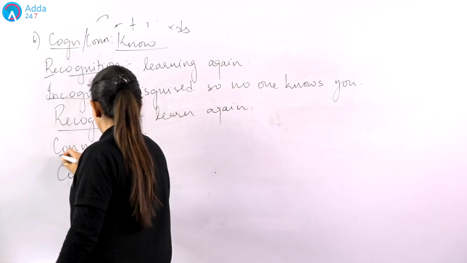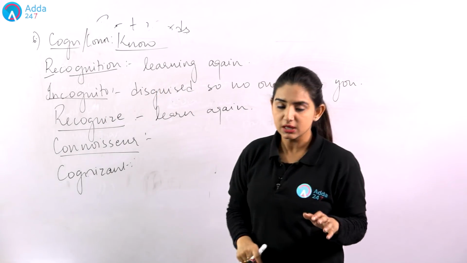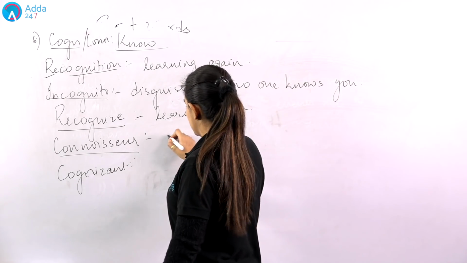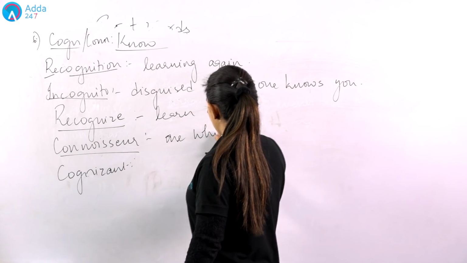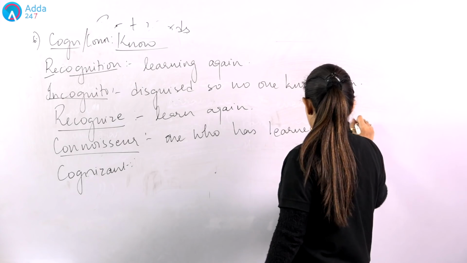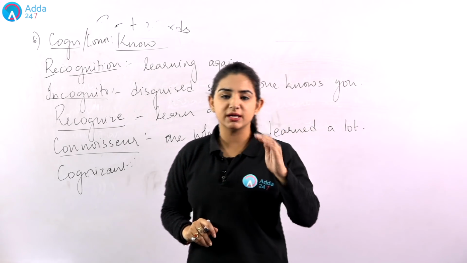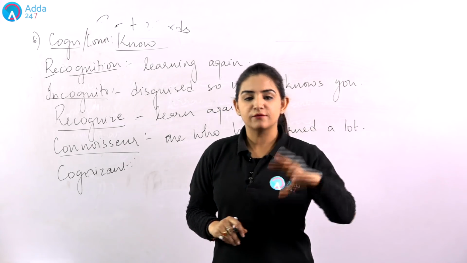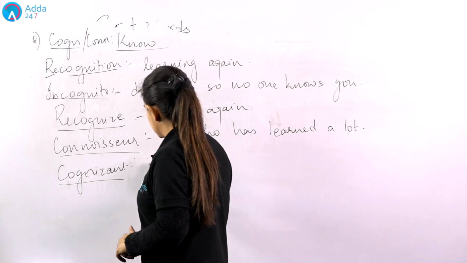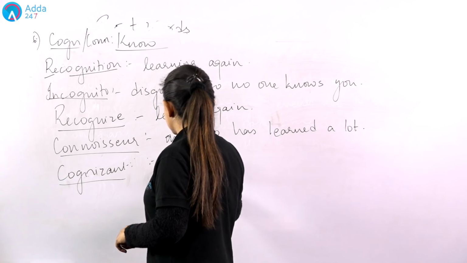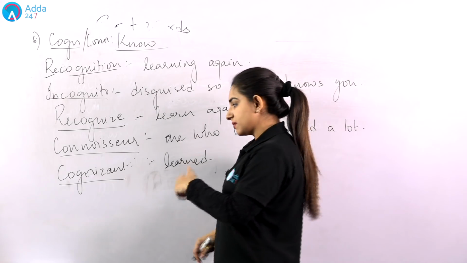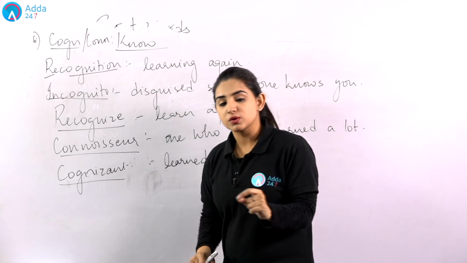Then we have connoisseur. Connoisseur is somebody who is a learned person, somebody who has all the knowledge of a stream. So it says one who has learned a lot about anything. It can be an expert in wine, in food, in anything. So it's a connoisseur, right? Cognizant. This is a learned person. As you say savant, that is what we mean by cognizant. So this was the last word of root words.